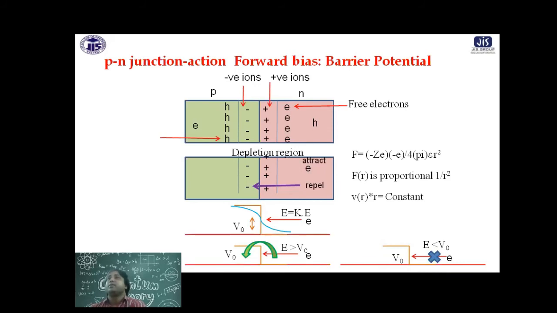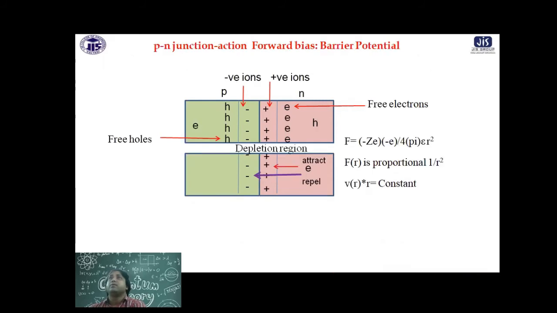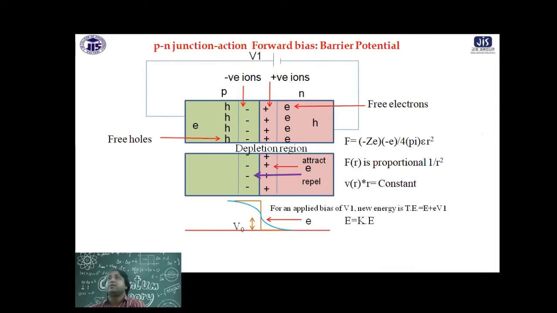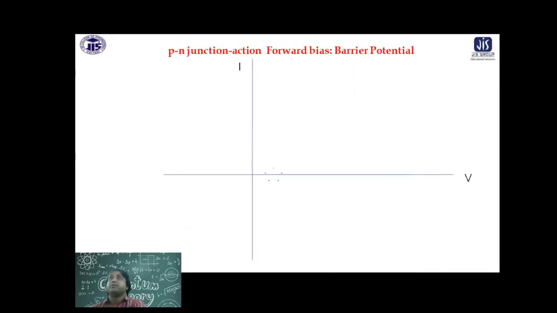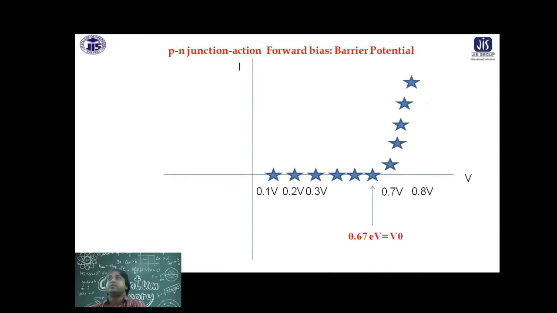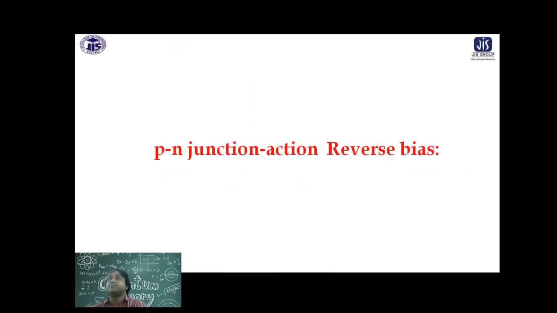Understand? Now you see the same picture. You apply a bias. Now it can go. I've already shown you. Look at the picture. You're making it energetically higher and making it able to cross the junction. And you get this beautiful picture of the dark characteristic graph of the device.